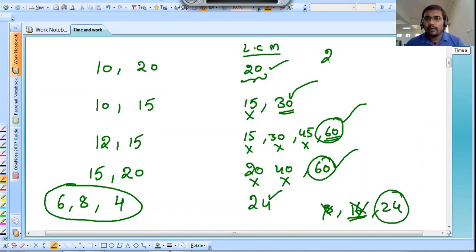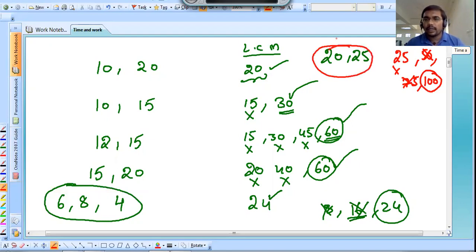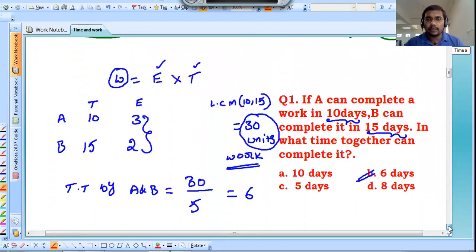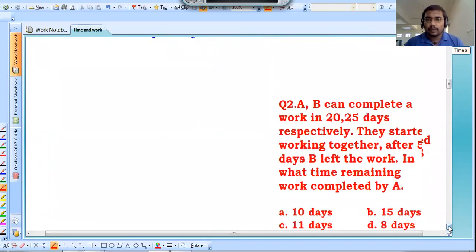If 20, 25 is given, easy, friends. Big number is what here? 25. Is it divided by 20? No. Then 25 not possible. 50 not possible. Next value 75 also not possible. Next value 100 is possible, right? 100 is divided by both 20 and 25. Then your answer is 100. That is LCM. So finding LCM doesn't take more time. So I'll explain the second question.